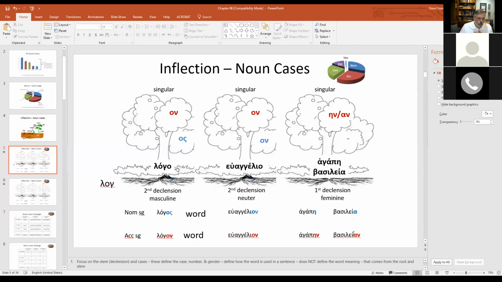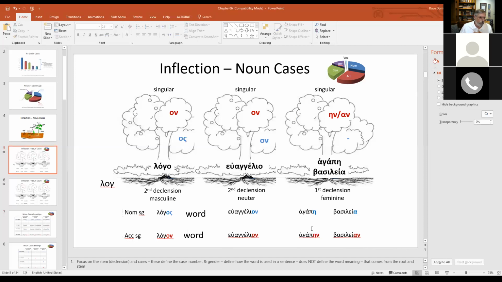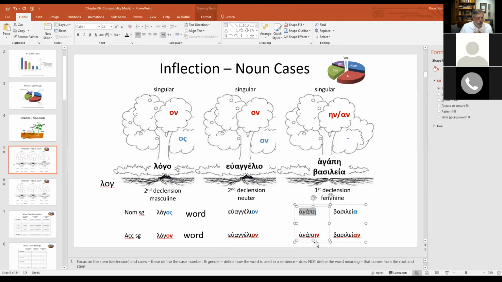If I add the nu, the alpha nu or the eta nu, I add the nu to the stem. Well, now I know it's an accusative, functioning as the direct object, so it cannot be the subject in the sentence. When I translate into English, I know agape means love. The question is, where do I put it in the sentence? If it's agape, it's the subject. If it's agapen, it's the direct object. Basileia is the subject. Basileian is the direct object. That's how we know where to put it in our sentence.